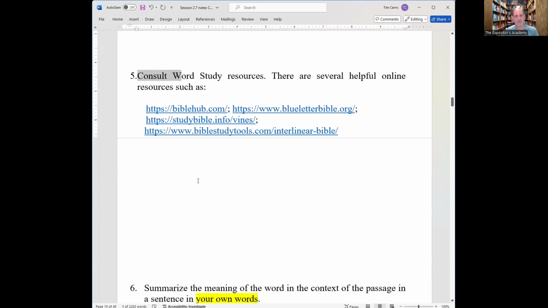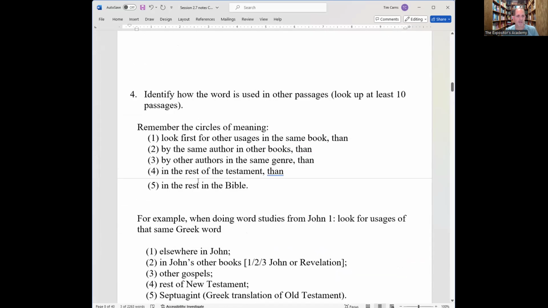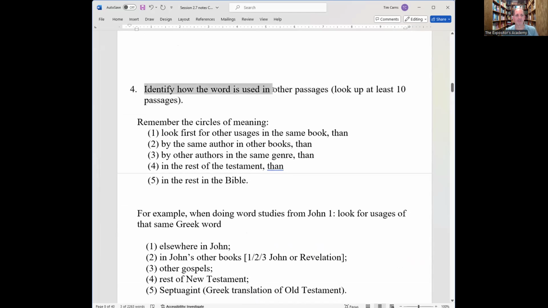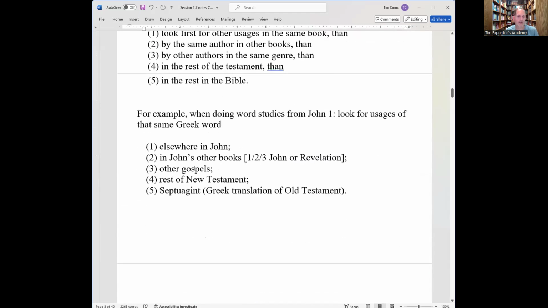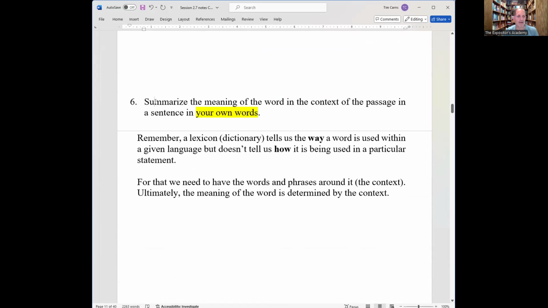And then the sixth step is to take all the information. By the way, in the fourth step, you identify how the word is used in other passages. The key there is how. Don't just quote the passages, but explain how the word you're looking at is used in that passage. And then the fifth step, look for other resources. The last step is to summarize the meaning of the word in the context of the passage, in a sentence in your own words.